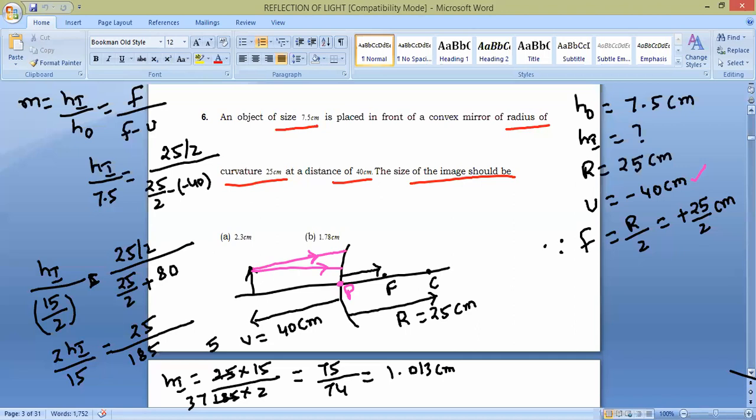So we can directly write f by f minus u. No need to derive, because we know the formula. That is the advantage for the numericals. Directly, if you know the formula, we can write magnification equal to f by f minus u.